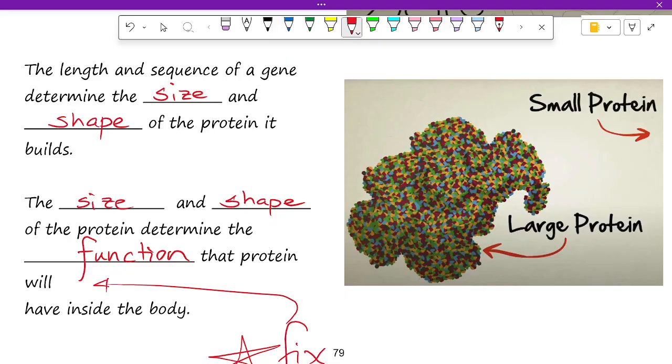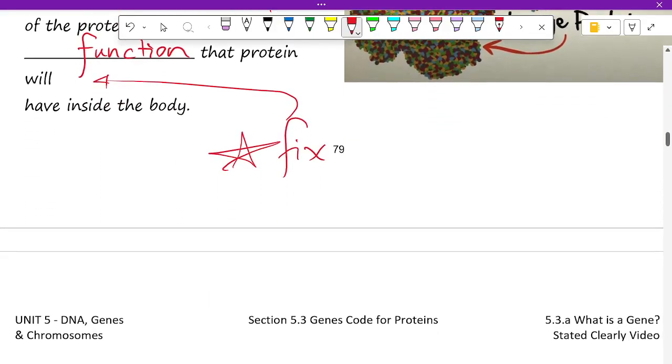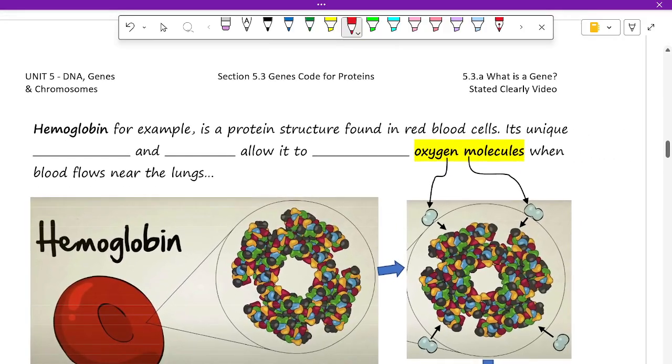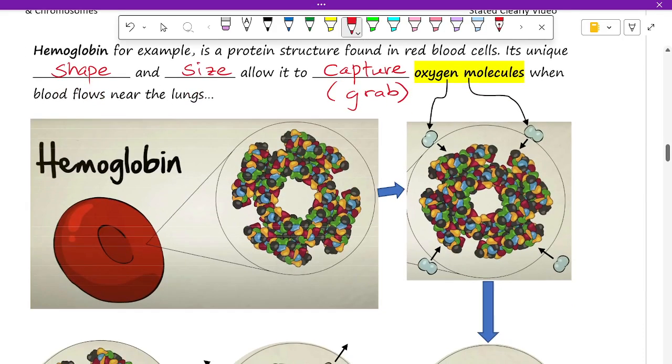Hemoglobin, for example, is a protein found in red blood cells. Its unique shape and size allow it to capture, or grab, oxygen molecules.